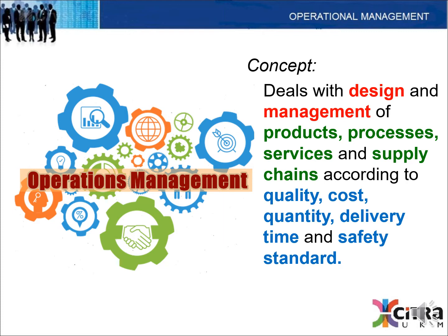So what is the concept of operational management? In operation management, it deals with two different things: the design, and the management of products, processes or services, and supply chains. These are according to quality. The first one is the quality of product, of course, the quality of the process or the quality of the services, and also according to the cost, the quantity, the delivery time, and last but not least, the safety standard. All these products, processes, services that you plan to produce must be according to these things.